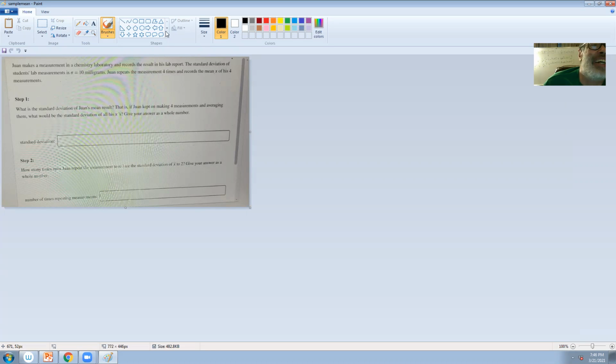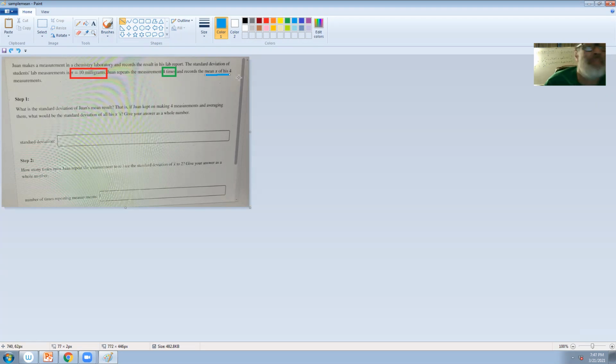Now let's look at the key words here, and I'm going to outline these in red. It says the standard deviation is 10 milligrams. So there's your sigma right there. He repeats the measurement 4 times, so that's how many times it's repeated. And he records, and I'm going to underline this rather than box it, the mean of his 4 measurements.